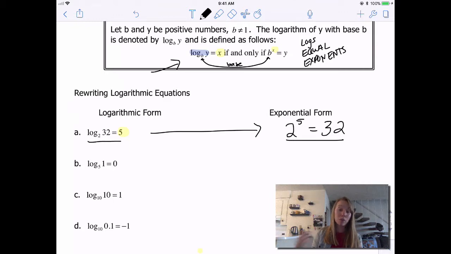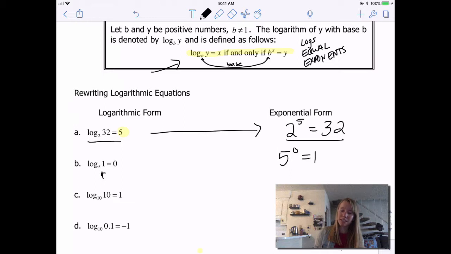The next one, how I read it, is log base 5. Notice that the 5 is small, of 1, which is the argument, equals 0. So my base has to be the same in my log and my exponential. So our base is 5, our base is 5. Logs equal exponents. So my exponent is 0 equals 1. So notice I'm just rewriting exactly the same way as I had it above.